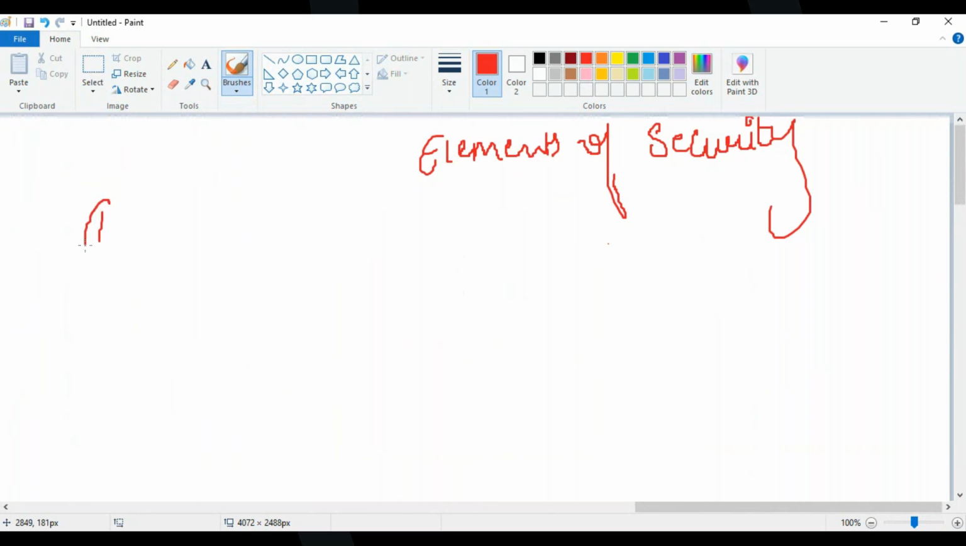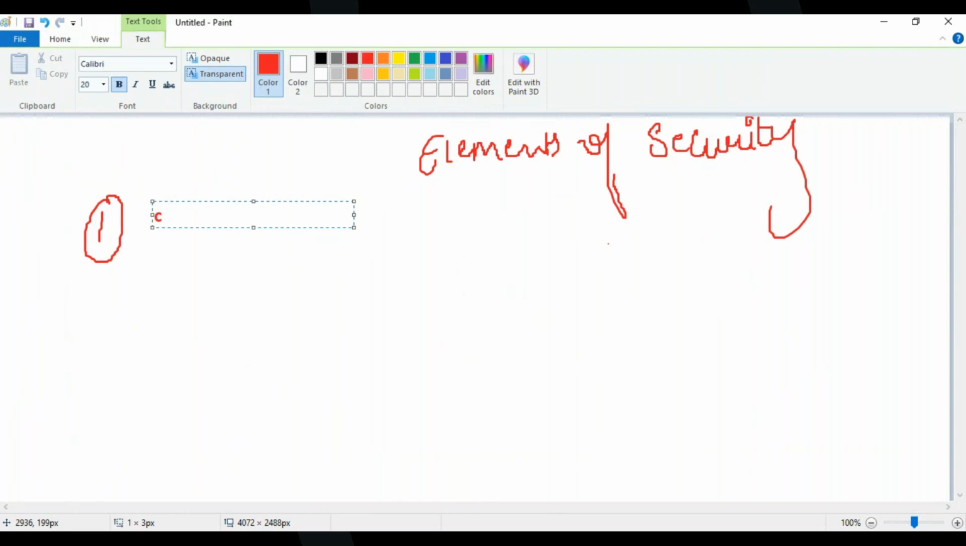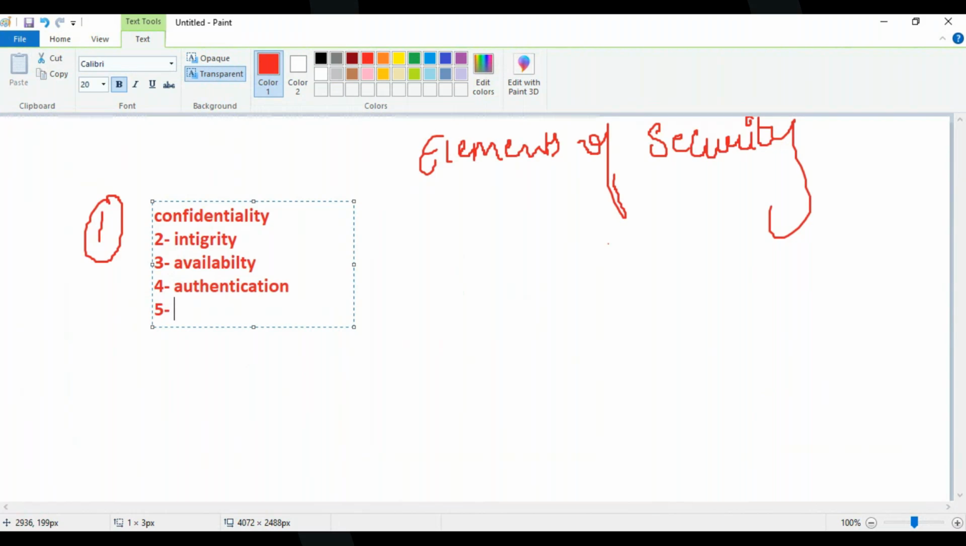So, guys, there are five elements of information security. Confidentiality. Second is integrity, availability, authentication, and non-repudiation. Right? These are the five elements of information security.